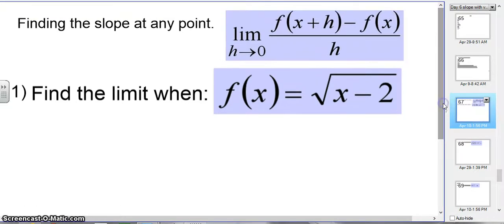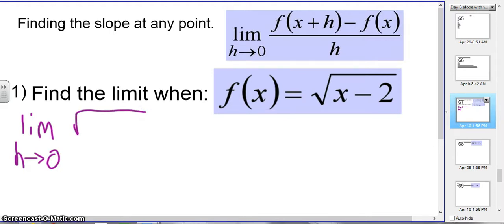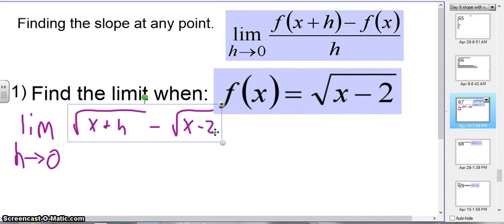Okay, so the first thing we're going to do is set it up. Limit as h approaches 0 of, remember, instead of x, we're going to put x plus h in. So it's going to be radical x plus h minus 2, minus radical x minus 2. Oops, I forgot the minus 2 here. All over h.